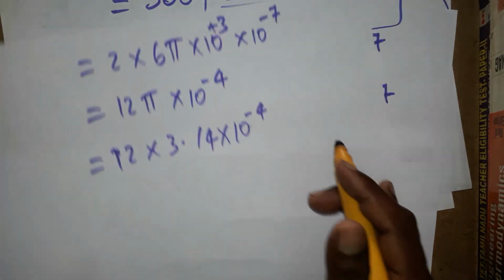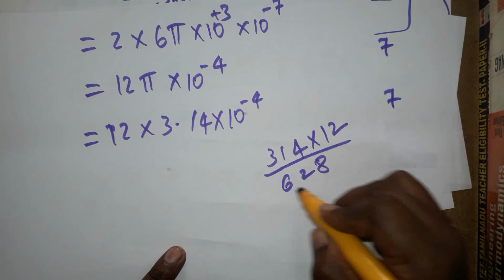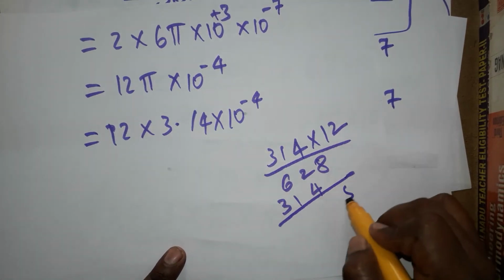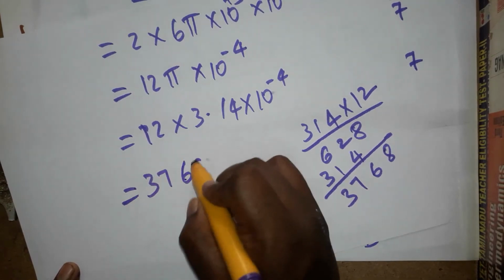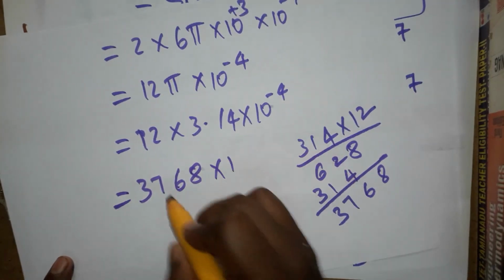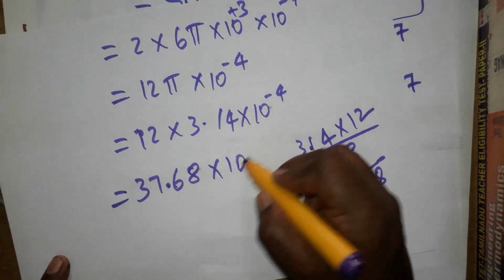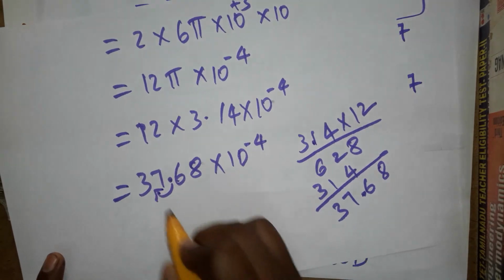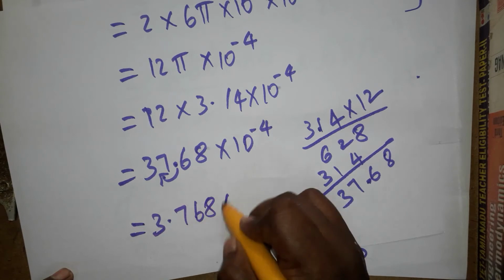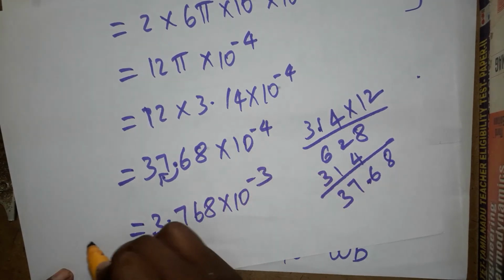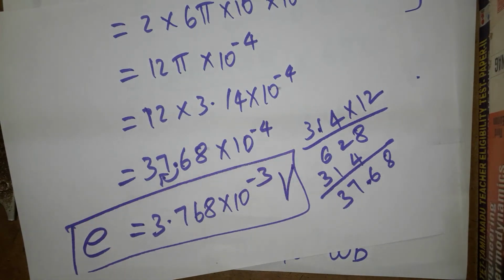This calculation, just 3.14 into 12, gives 3768. Because of 3.14, 2 decimals will come, so the decimal you can keep here, 10 power minus 4. You can move one decimal; when you are moving the decimal this side, you reduce one power here. So 3.768 into 10 power minus 3 is going to be the EMF. The SI unit will be volt. Okay, so we found the EMF.